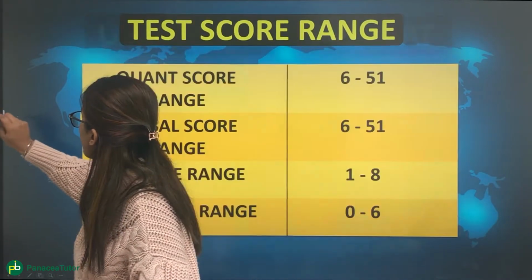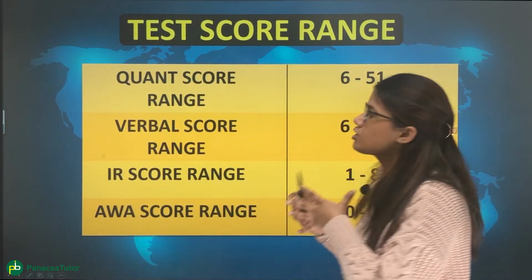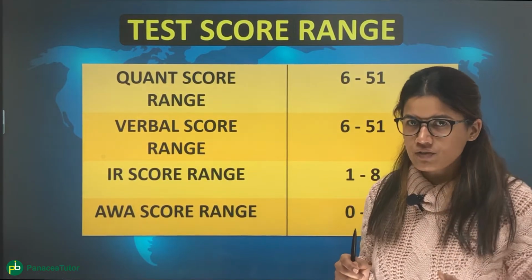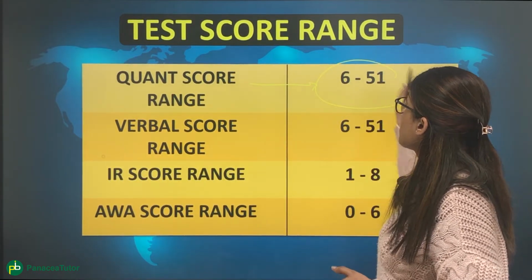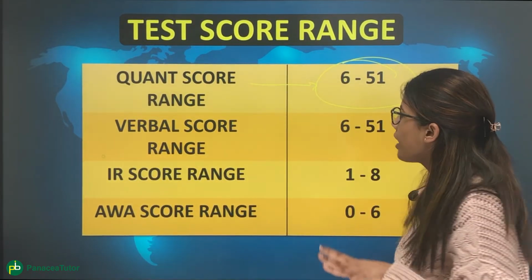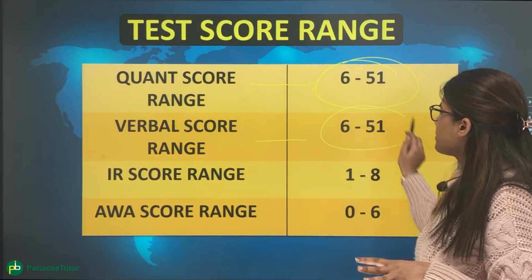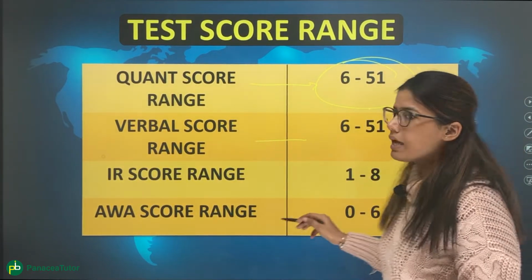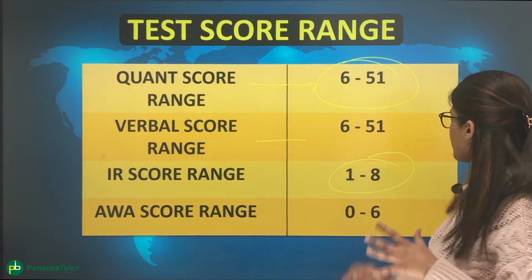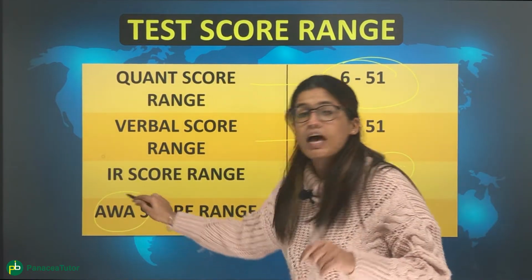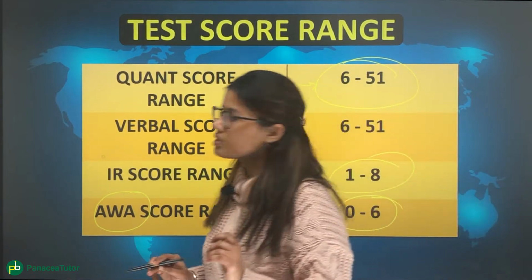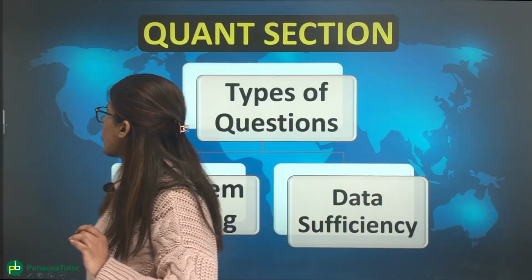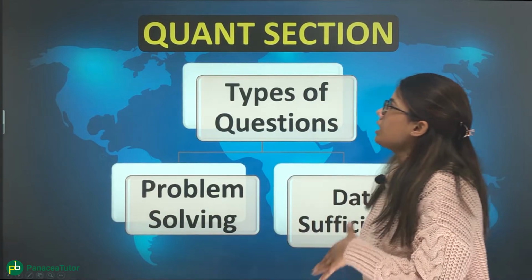Next, let's talk about the test score. If we talk about the section-wise score, the quant score range should be between 6 to 51. Verbal score range is between 6 to 51. IR score range is 1 to 8, and at last AWA, that is the analytical writing score range, is between 0 to 6. This is the score range of the test.